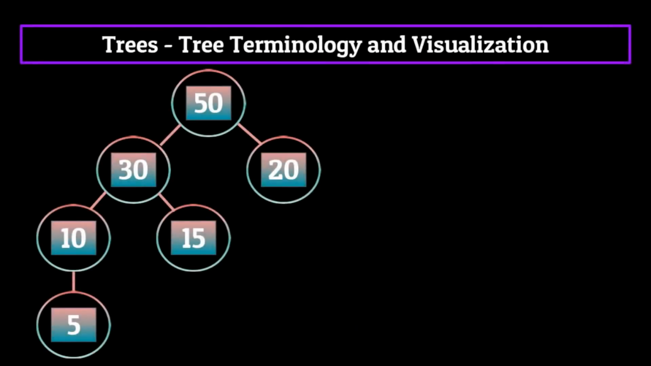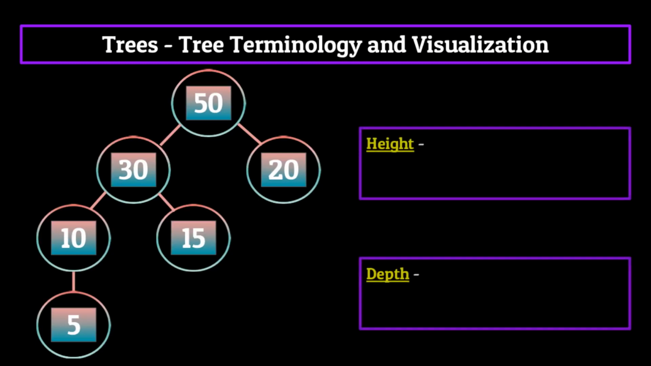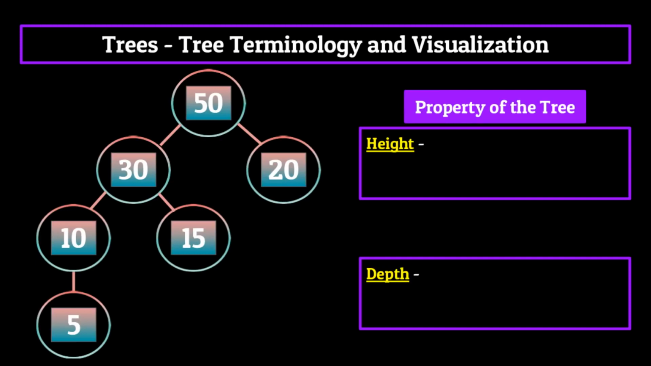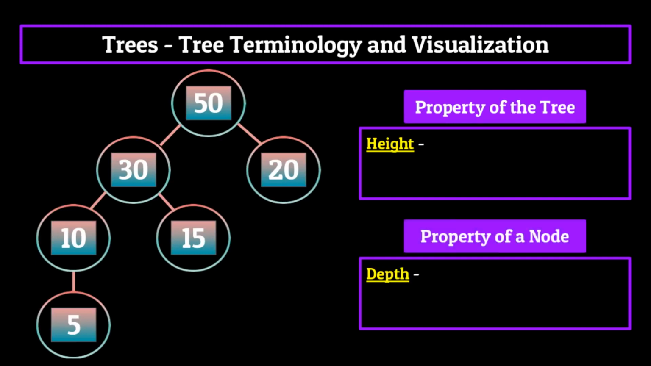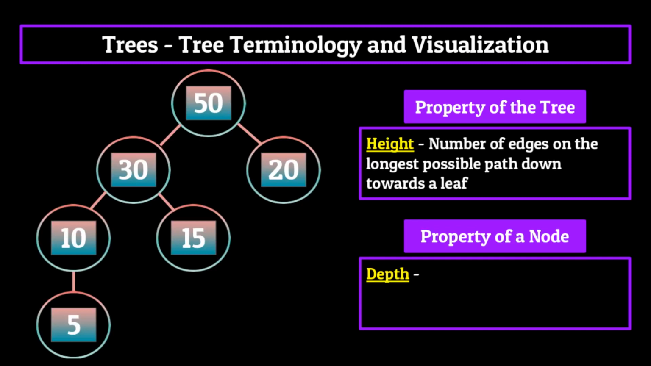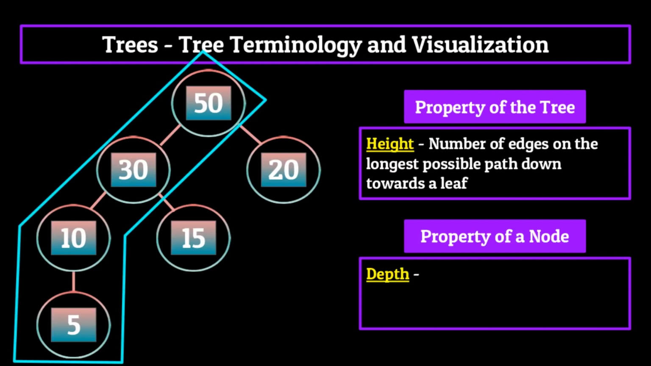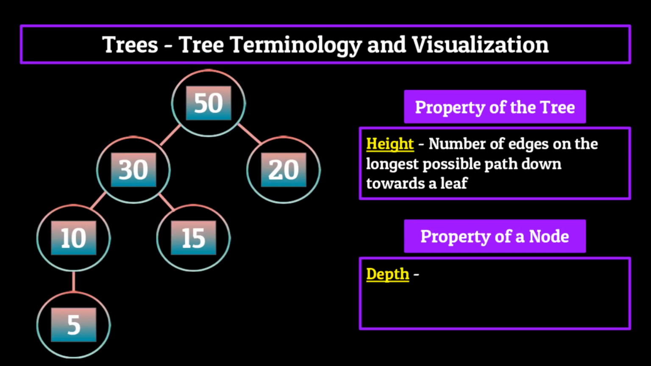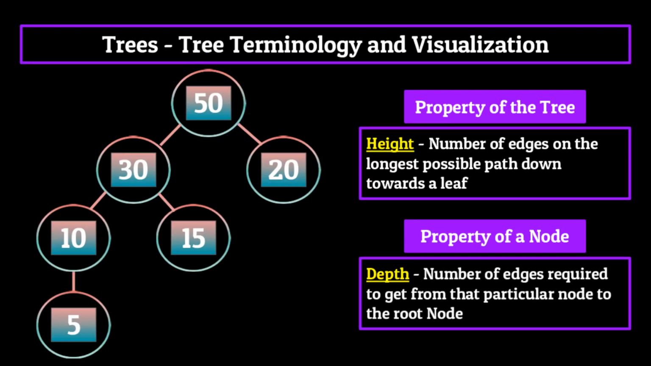Moving on, the next two pieces of terminology I want to go over with you guys are the height and depth of a tree. The height is a property of a particular tree in and of itself, and the depth is a property of each individual node contained within a tree. Let's start with the height. The height of a tree is the number of edges on the longest possible path down towards a leaf. So, in our tree example, since the longest path in our tree which leads to a leaf is from the 50 node to the 5 node, and there are 3 edges in that path, the height of the tree would be 3.